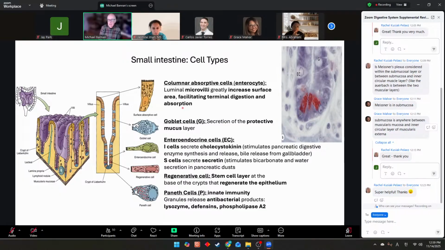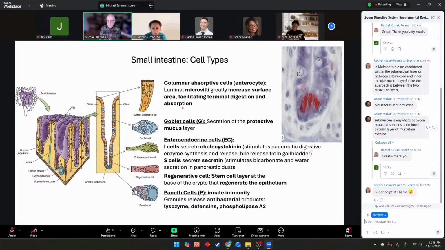Now I want to call your attention to something, which is that at first look, these columnar cells resemble the columnar cells on the surface of the stomach and the columnar cells on the surface of the colon. But if you look at their names, they are subtly different. These cells are referred to as absorptive cells, which reflects both their surface modification and their function. Their major function is facilitating the last steps of digestion and, very importantly, absorbing nutrients.